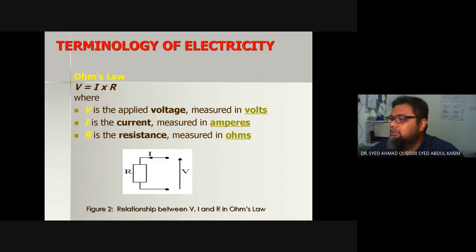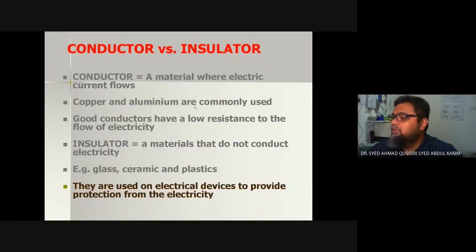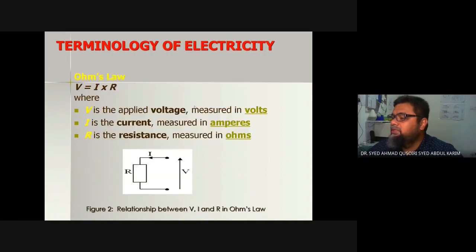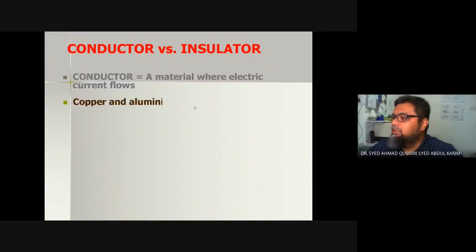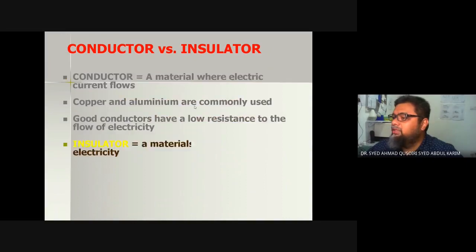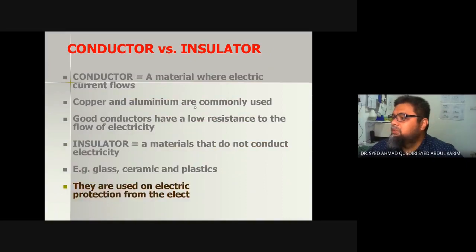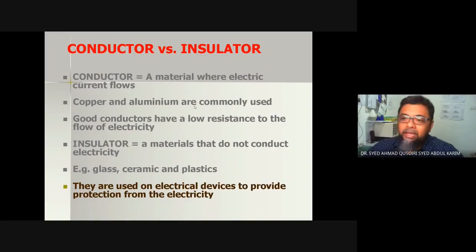Voltage equals current times resistance. Okay, so these are some of the definitions. Conductor, a material where electric current flows. So normally we use copper and aluminium. Sometimes if we look at the plug socket, the metal that they use is silver in color.